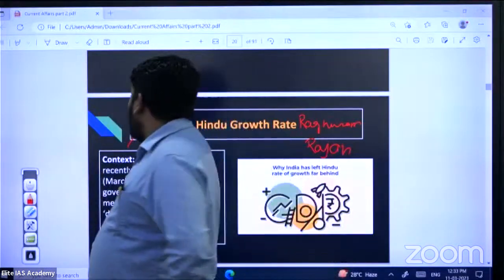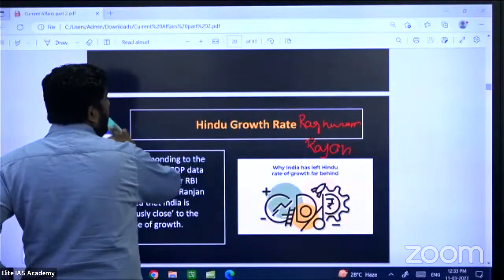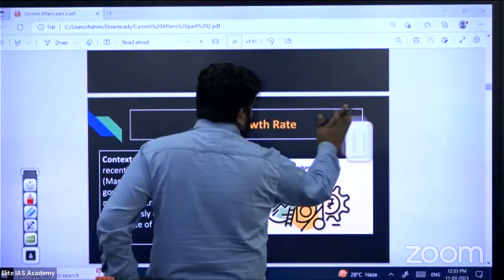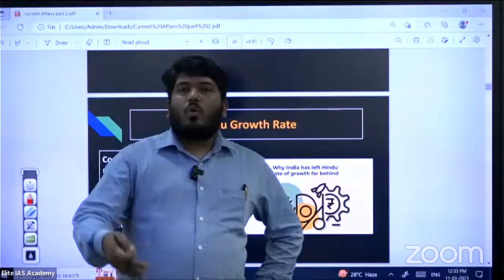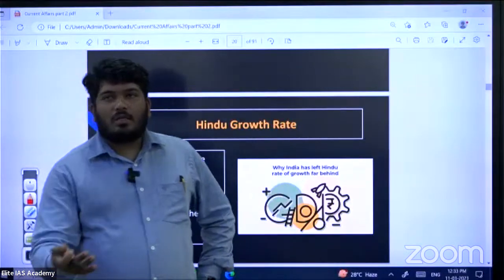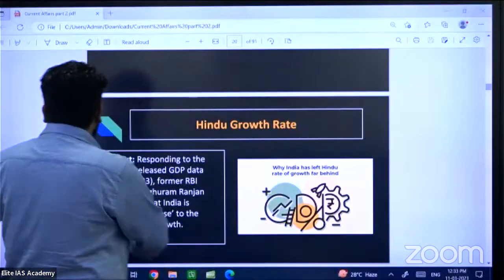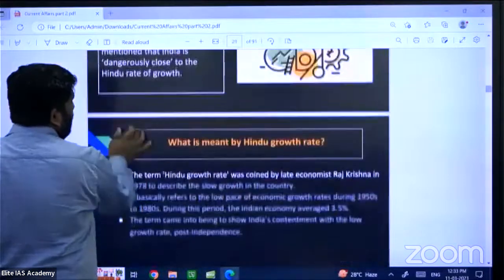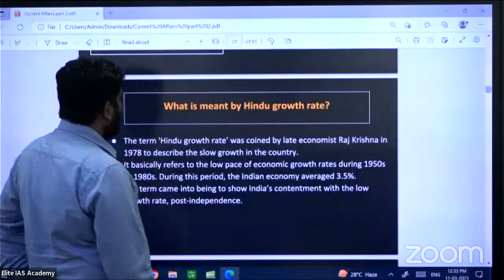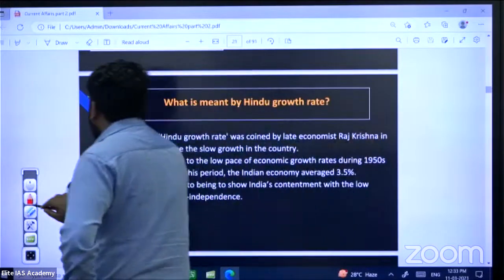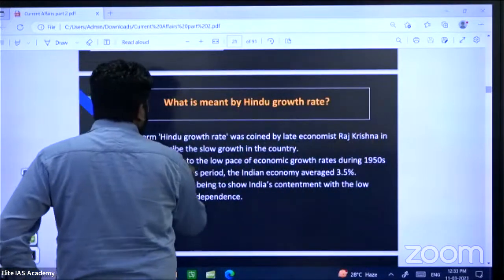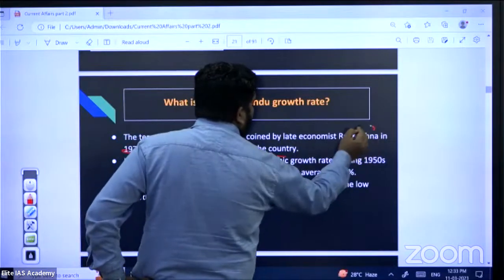Now the point is, why is it called Hindu growth rate? Who coined this term? It is in the news because Raghuram Rajan has said that. Simple. But who coined this term, and why is it in the news? Because Raghuram ne cover kar liya. But who said that? So the next slide covers this. It was coined by economist Raj Krishna in 1978 to describe slow growth in the country.